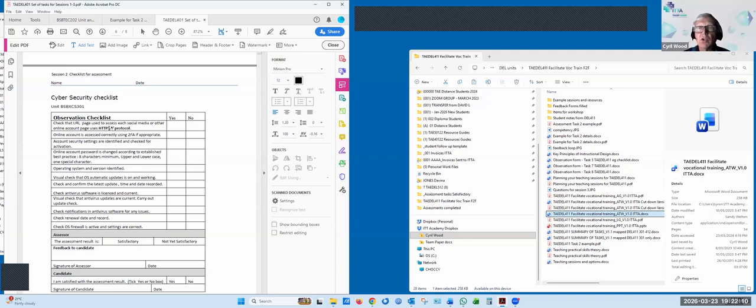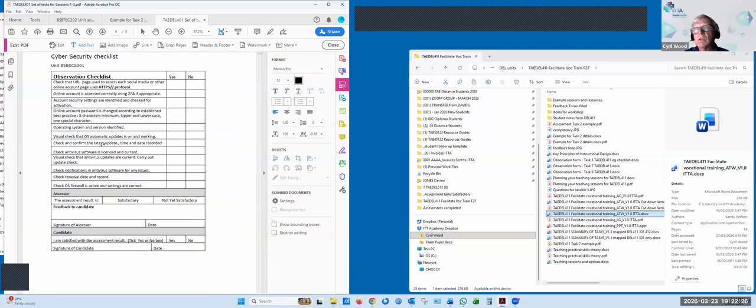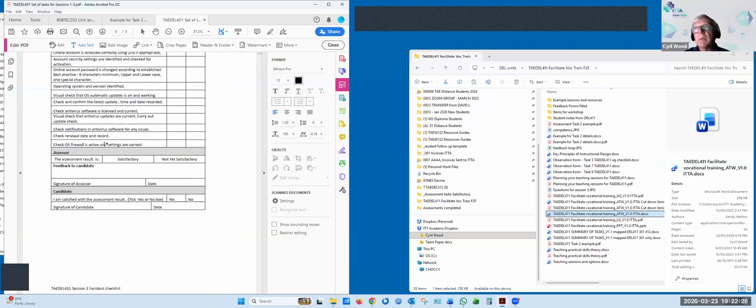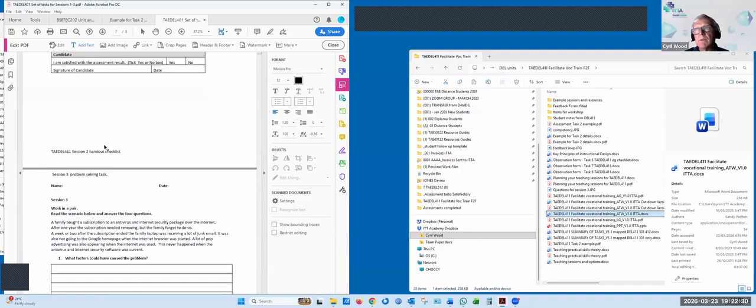Now, you might have a shorter checklist with fewer things in it related to the practical task you give them. You may already have an observation checklist that you can use, so you don't have to reinvent it from scratch. It doesn't have to be as complicated as this one, but I can send you this as an example.